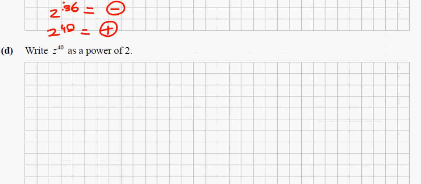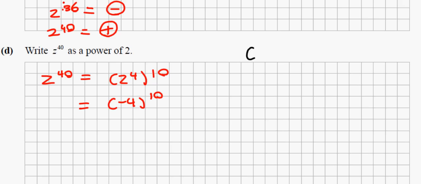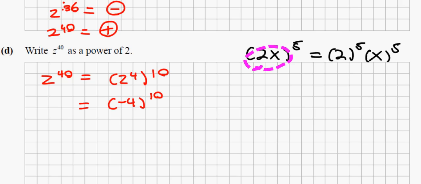So what we got to do is Z40 equals Z4 to the power of 10. Okay, and Z4 to the power of 10 is going to be minus 4 to the power of 10. Now, if you imagine we had 2x to the power of 5, the way I'm allowed to do this is I can break up the 2x in the middle. I can say it's 2 to the power of 5 multiplied by x to the power of 5.